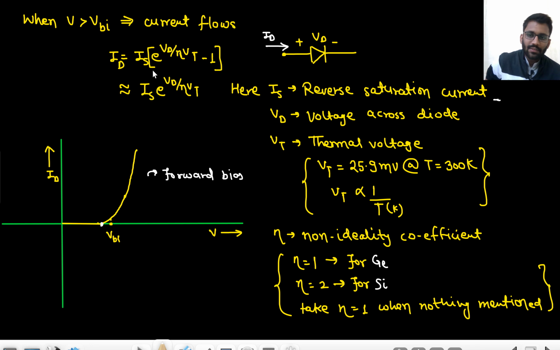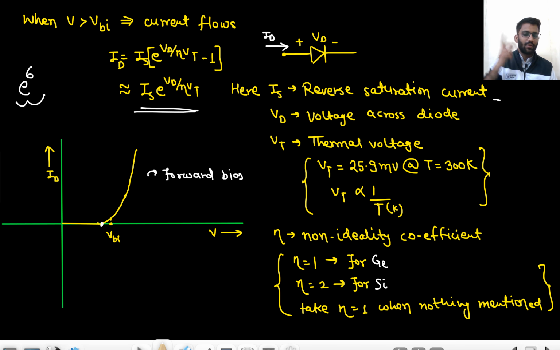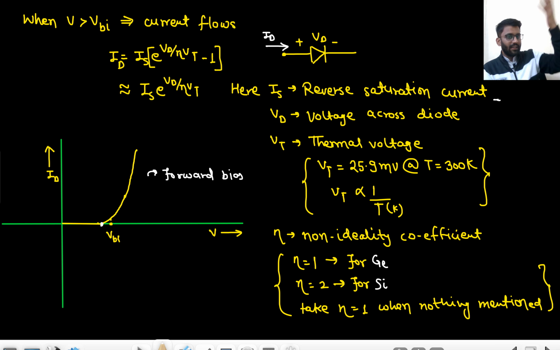And since this is an exponential value, right? Let's just take the value of e to the power 6, that will be very high. So since this value is very higher than 1, sometimes you will see this formula as well. They ignore the 1. Many times they ignore the 1, even we will ignore the 1. Vd is actually very high, so that's why they can ignore this thing. So approximately it is written as Is e to the power Vd upon neta Vt. Okay, so this is the expression.